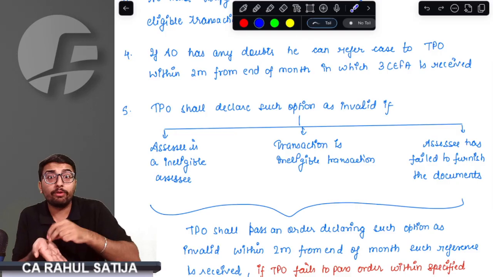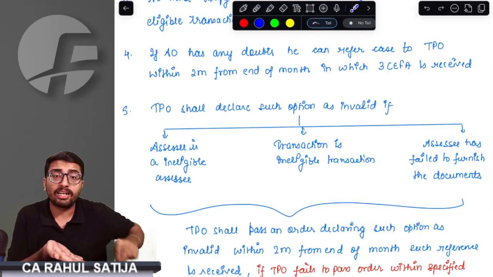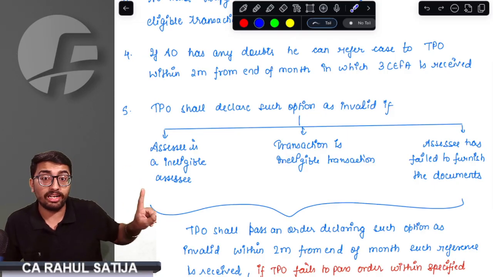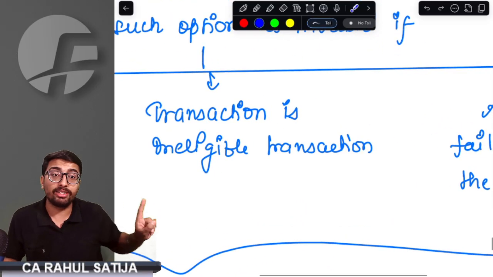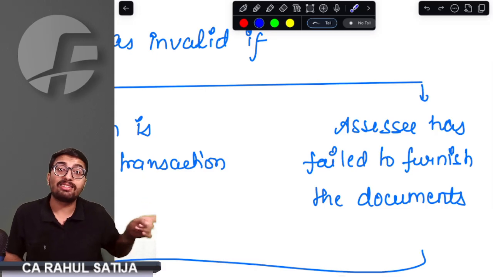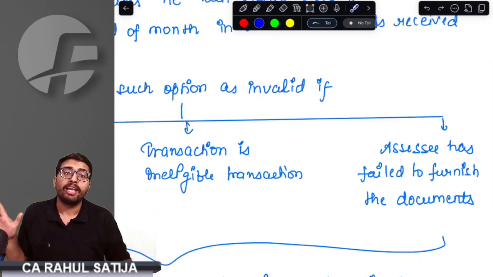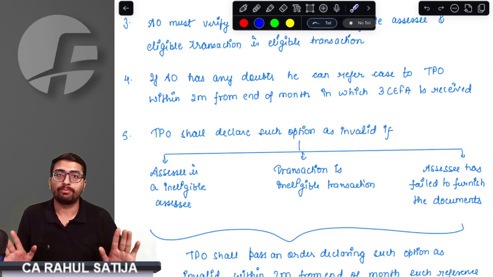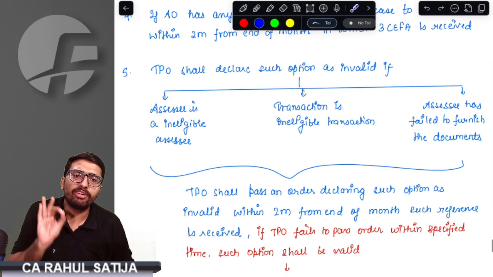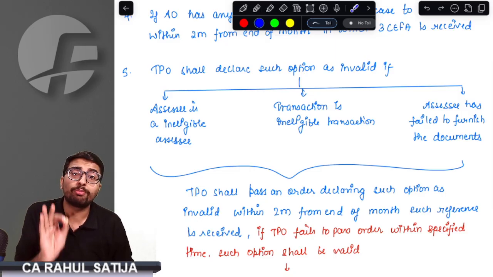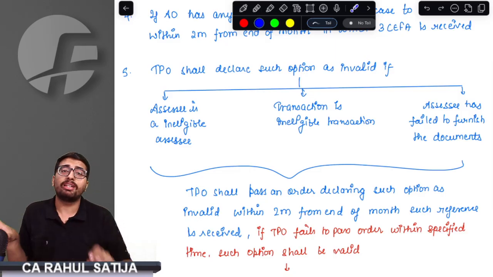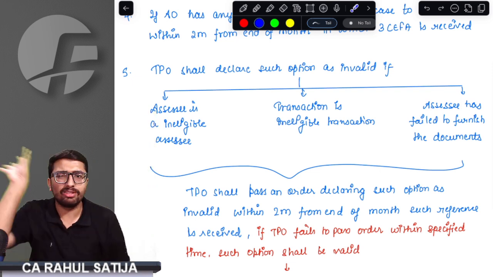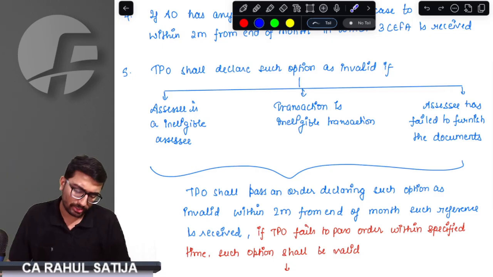What will the TPO do? The TPO will check whether the transaction is eligible or whether the assessee is eligible. If the TPO finds that the assessee is not eligible, or the transaction is not eligible, or if the TPO has asked us for any document and we have not furnished it, in any of these cases the TPO will declare our safe harbor rules as invalid. Whatever the TPO wants to do, he has to pass the order within 2 months from the end of the month in which the assessing officer referred the case to the TPO. The 2 month time limit is constant in the safe harbor rules.